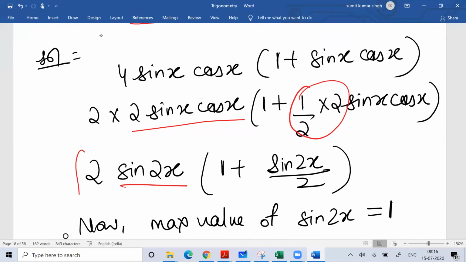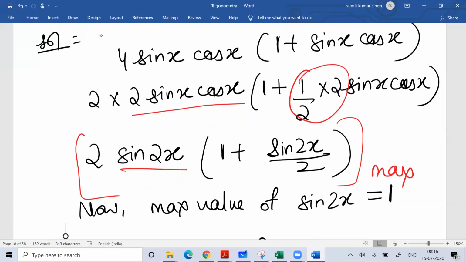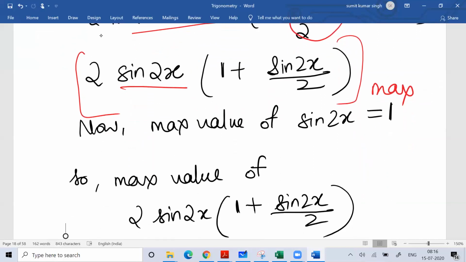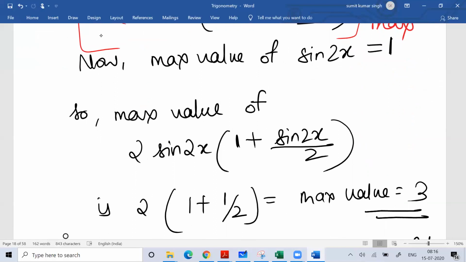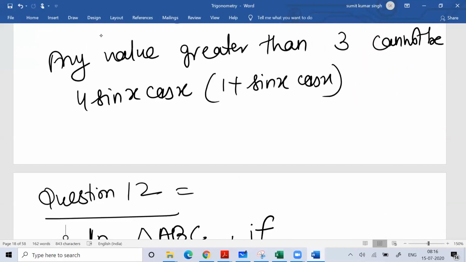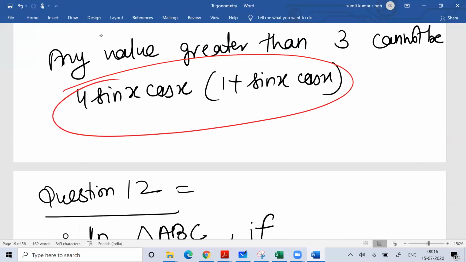Now I'll find the maximum value of this. In order to find the maximum value, sin 2x will be equal to 1. So in place of sin 2x, if you put 1, the maximum value of this expression will be 3. So any value greater than 3 is not possible. The maximum value of this expression is 3, and you cannot take any value more than 3 here.